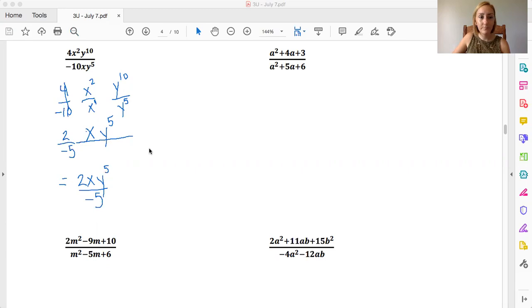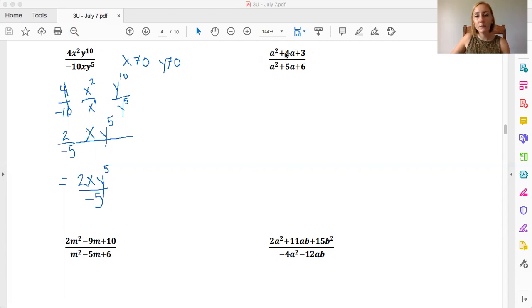We didn't state our restrictions, so here we're just going to look at our starting one. So x can't be equal to 0, because anything times 0 is going to be 0, and y can't be equal to 0. Okay, that's it. So that's nice and simple.